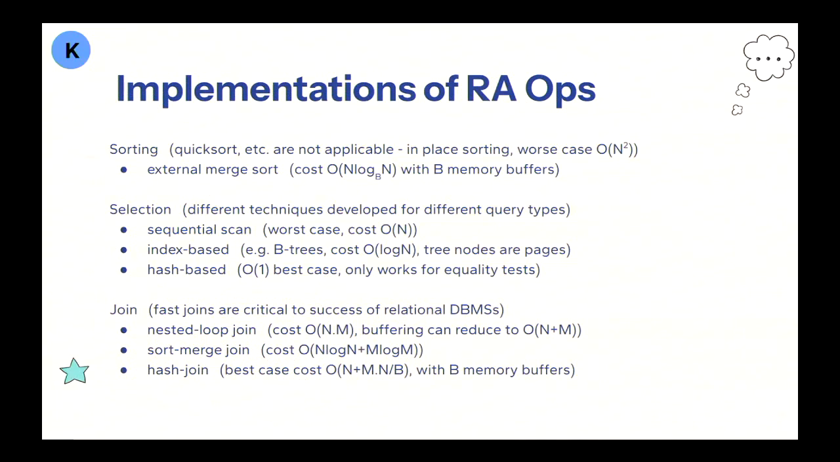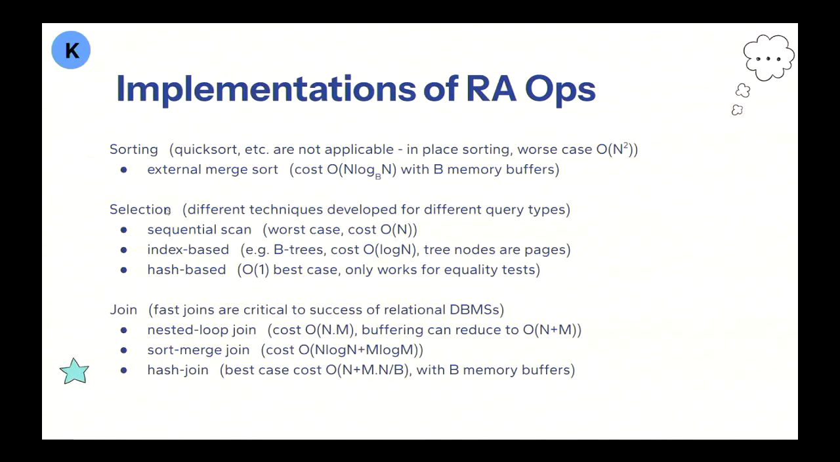And for actual implementation of relational algebra operations in a DBMS, here are some potential options. For sorting, we can use external merge sort. Note that it's external merge sort. We are not using quicksort or other in-place sorting algorithms, because normally the data is stored on the hard disk, and if we do in-place sorting, it will be kind of slow. And the worst case of the quicksort algorithm is the square of the number of tuples. So that's why in the actual implementation of a DBMS, they don't use quicksort.